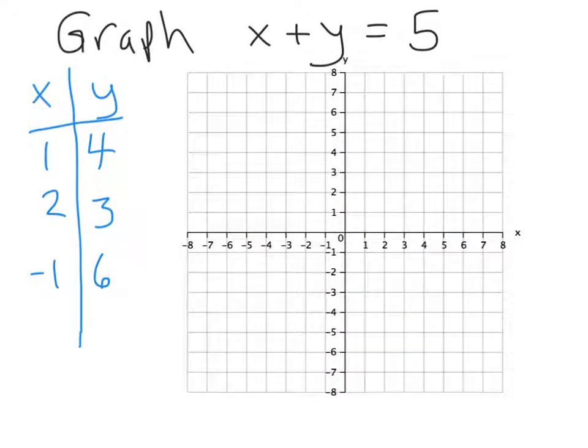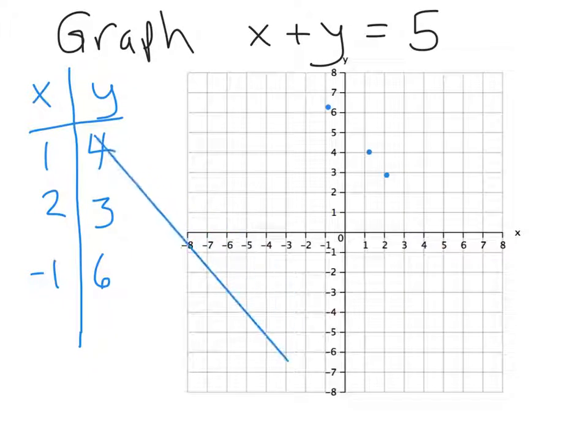Now that we have our 3 points, we can plot them and draw our graph. So 1, 4, that means we're going to go right 1, up 4. So right 1, up 4 is about there. Then we have 2, 3, right 2, up 3, about there. And negative 1, 6, that's left 1 and up 6. So about there. And then we'll draw a line through it, and that will be our equation.